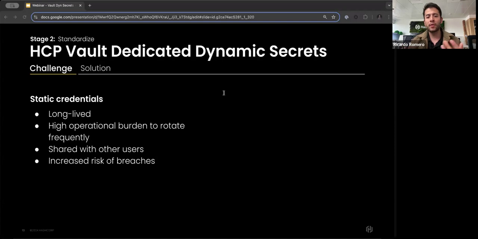And so we know that static credentials pose a higher security risk to any organization. These static credentials tend to be long-lived mainly because there's a significant operational burden when it comes to rotating them frequently, or just because operators or administrators simply tend to forget about rotating them often, right? And since they are static, they tend to be shared among other users, other teams. And of course, this leads the organization to a higher risk of exposure, because the longer these credentials live, the higher the probability that they can get leaked or exposed or stolen somehow.